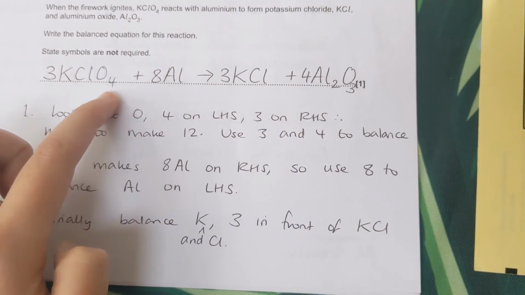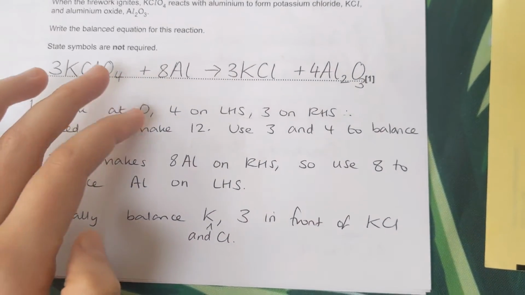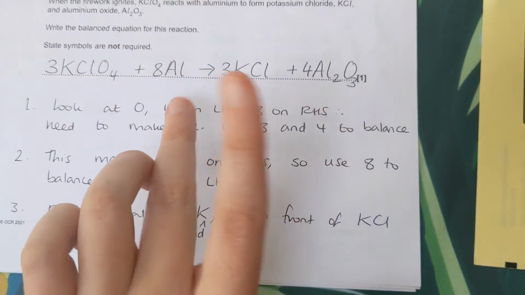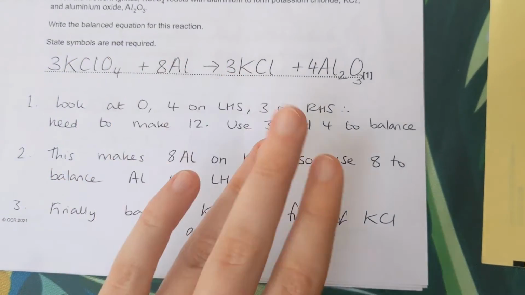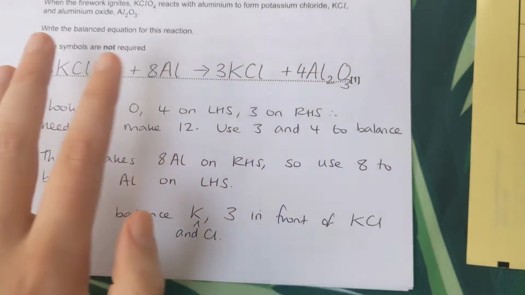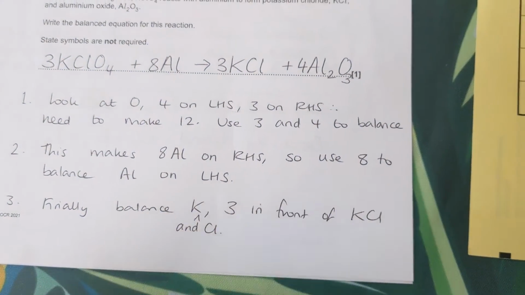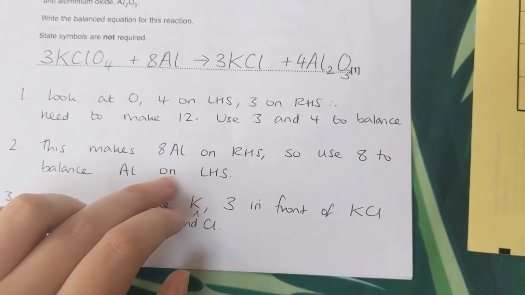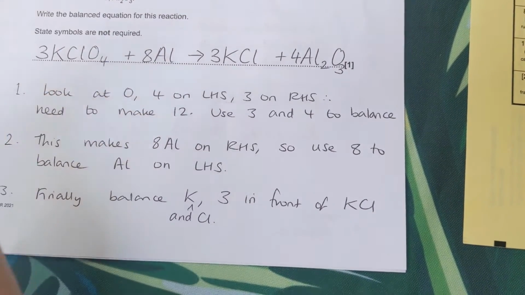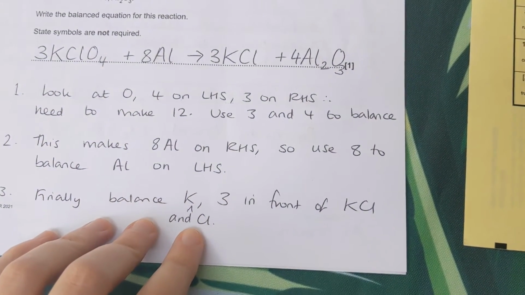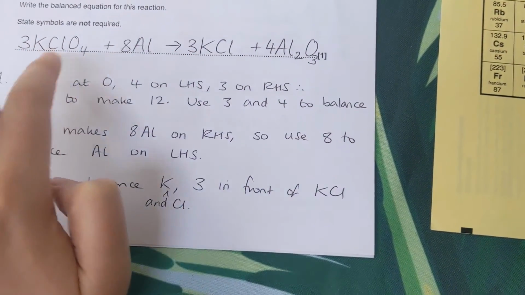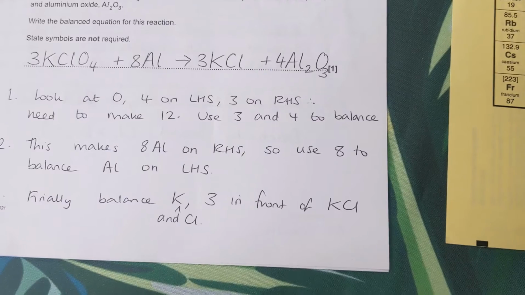So there's 4 on the left hand side, or there was before I balanced it, and there was 3 on the right. So we need to make a number that we can times 4 and 3 by. That's 12. So we're going to use the numbers 3 and 4 to balance to make 12 on both sides. Now we can look at our aluminiums. So we've got 8 on the right hand side, 4 times 2. We can put an 8 here on the left, and then we can balance the potassium. So we can put a 3 in front of the KCl and check our chlorines are balanced, which they are.